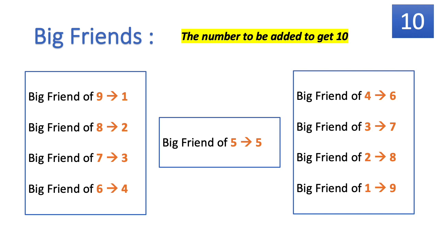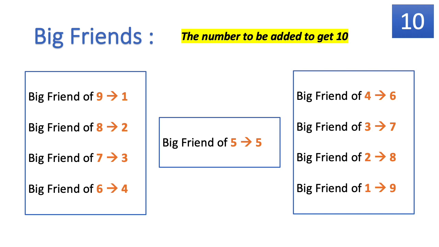In the last session, we have seen about the small friends. In this session, I am going to introduce the big friends. So the small friends are the numbers to be added to get 5, but the big friends are the numbers to be added to get 10.